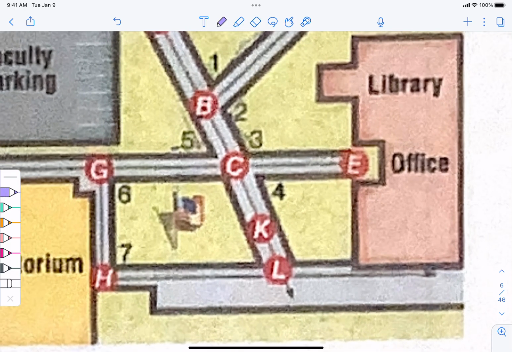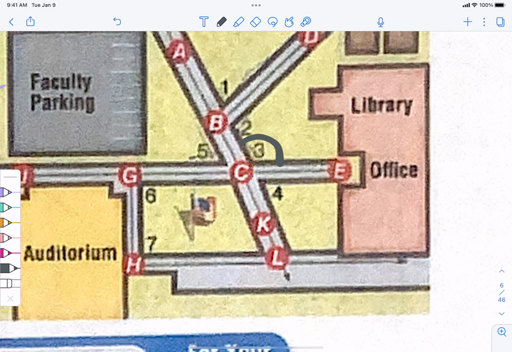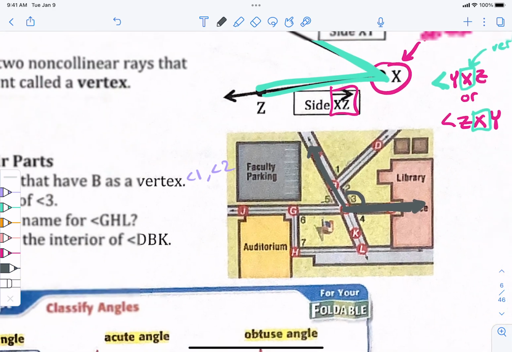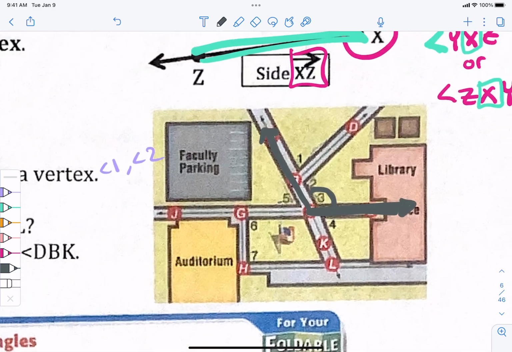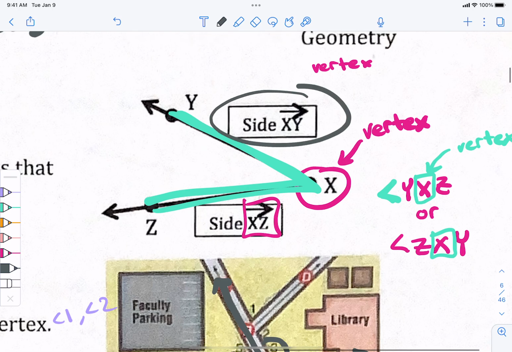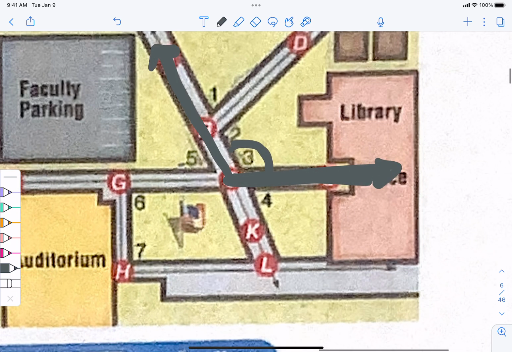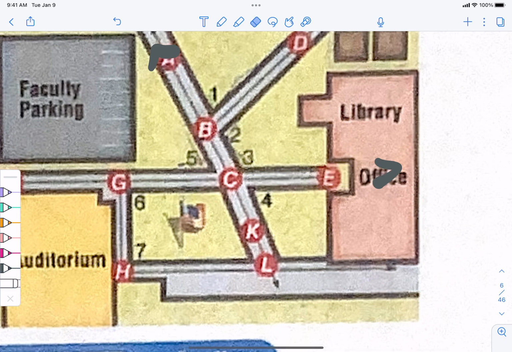Do you see where angle 3 is located? This one right here. I have this one going this way and this one going this way. So what's this one, the bottom side? CE. We're going to name it like the side of the angle. Sides of angles are named like side XY or side XZ. So what would this one look like? CE is this one going this way, and side CB.